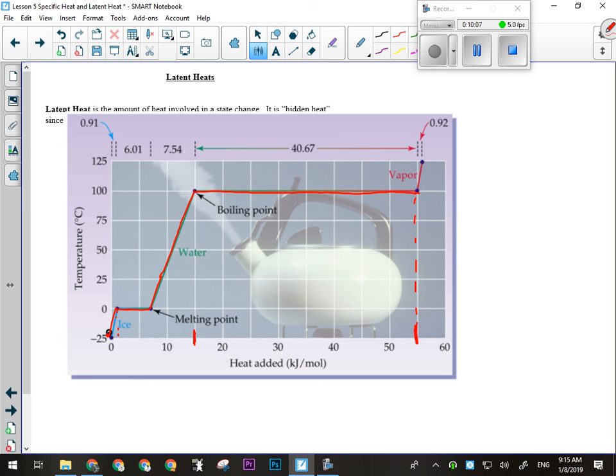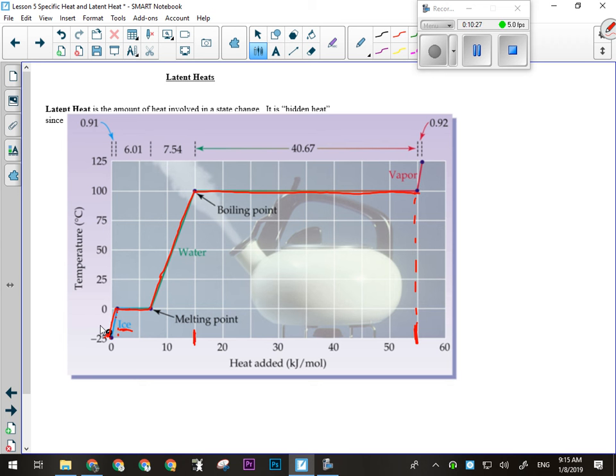Because if I want to find out how much energy is required, I know the material is ice. I know it's going from minus 25 to 0, so I know the temperature change. As long as I knew the mass, I could use E equals mc delta T to figure out how much energy is required to warm the ice from minus 25 to 0. Okay, everybody all right with that?